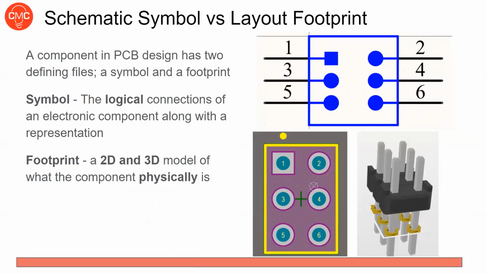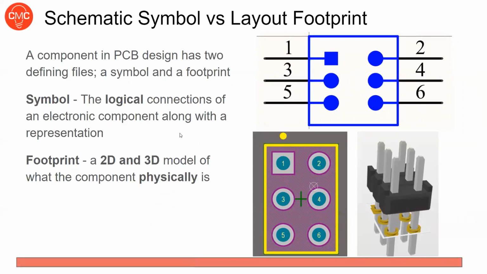Okay, so how do you tell CAD what is going on? There are two files essentially that you will feed to CAD that will tell it what this component is. And that's a symbol and a footprint. A symbol is like the schematic, and the footprint is for layout.